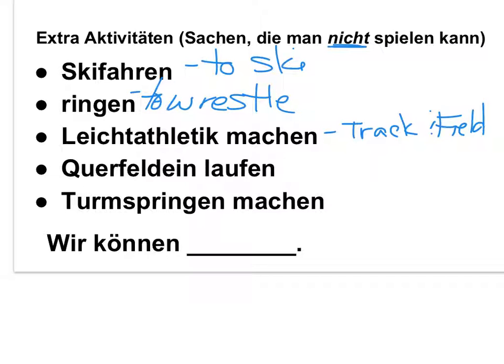Okay. Next one, try Querfeldein. Querfeldein. Good. And the last word, laufen. Laufen. To run cross country. That's the symbol for it. It's a knocking noise. Oh, okay. Alright, last one.